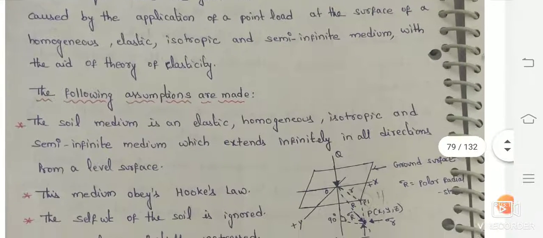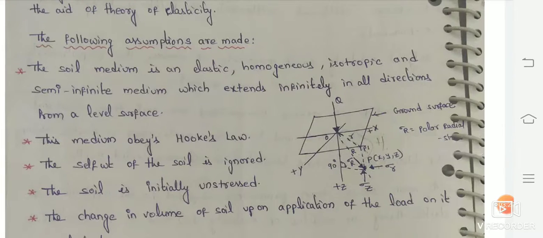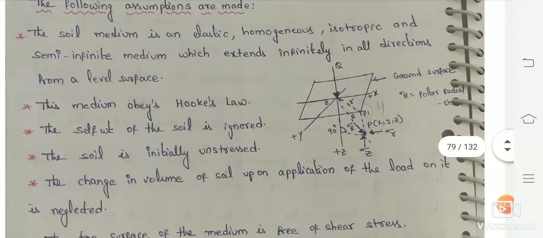And what are the assumptions made here? The medium is elastic, homogeneous, isotropic and semi-infinite, extending in all directions from the surface. The medium obeys Hooke's law. The self weight of the soil is ignored here, and initially the soil is unstressed.